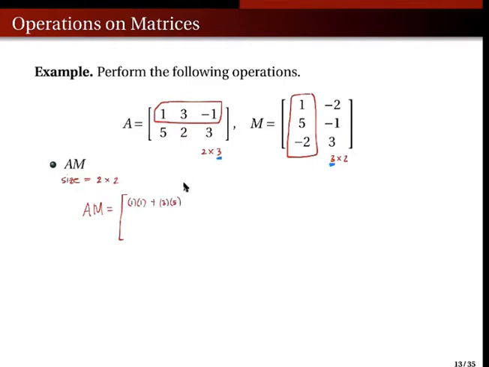And then you have your negative 1 times negative 2. So plus negative 1 times negative 2. So that's the first entry in here. Okay? Now, let us multiply this guy here with this guy here.